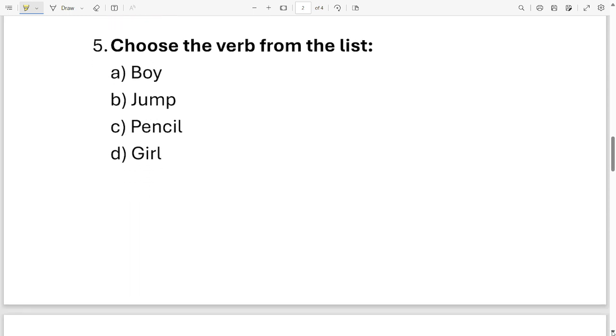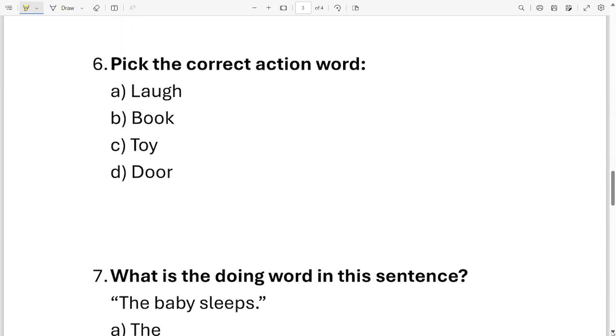Question number 5. Choose the verb from the list. Here 4 words are given and you have to identify which one is a verb. First option is boy. Second option is jump. Next option is pencil. And the last option is girl. Which among these is a verb? Yes, those who are saying option B are absolutely right. Well done, my little young learners. Okay, let's move on to the next question.